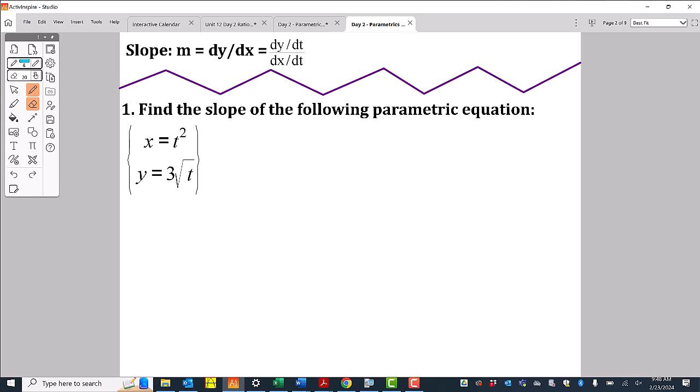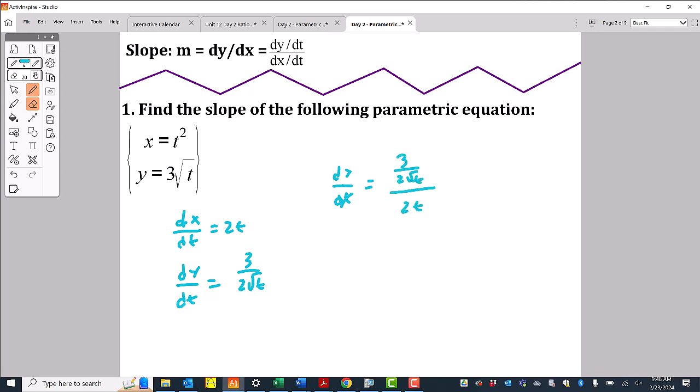In parametrics, since there's no x as the variable, our variable is t, we have to do dy over dt over dx over dt. So we end up with dx over dt is equal to 2t, dy over dt is equal to 3 over 2 root t, and then dy over dx would be dy over dt divided by dx over dt, 3 over 2 root t over 2t. And then we'd simplify this down to 3 over 4t to the 3 halves. Right? So that's the idea of the slope of dy over dx.